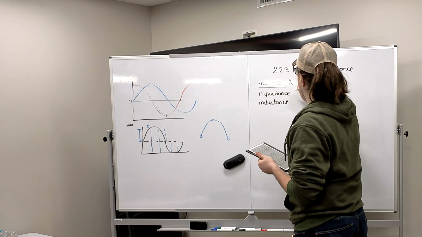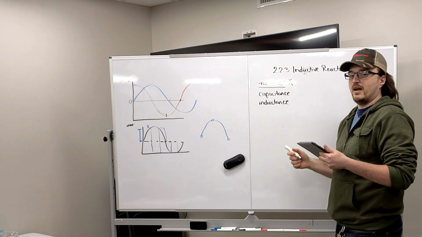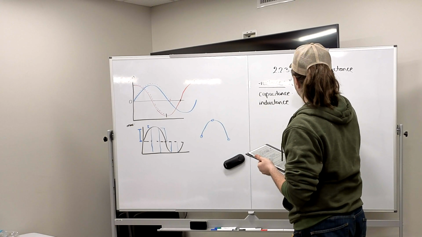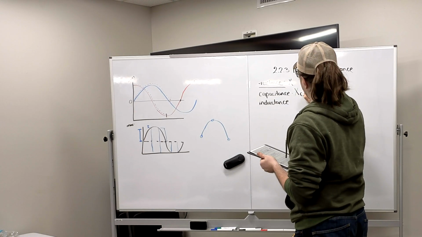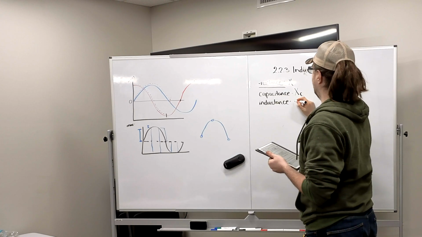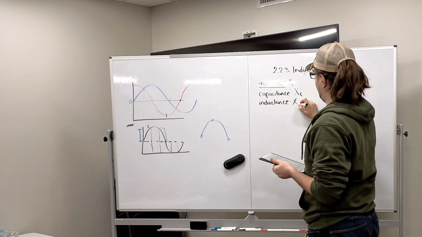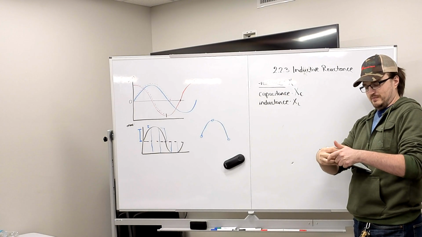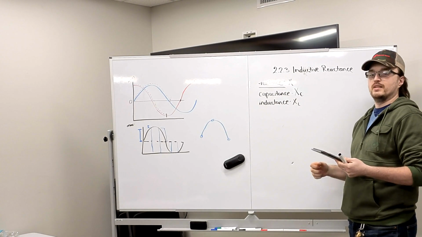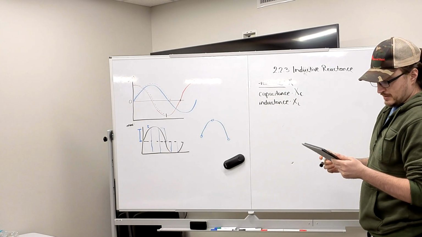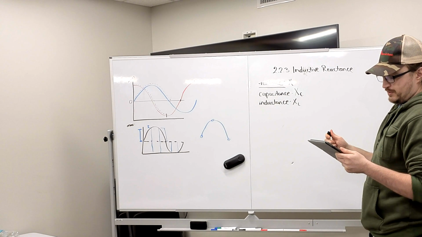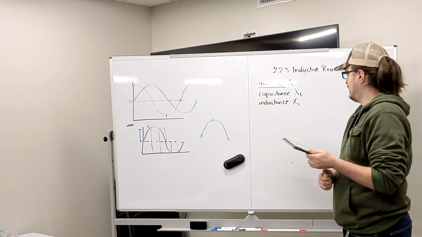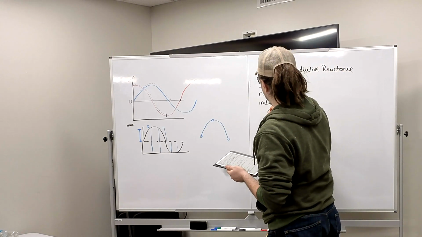So next, when it's capacitive, it is X subscript C. When it is inductive, subscript L. C for capacitance. All the reactance is the opposition of the inductor to AC, measured in ohms.